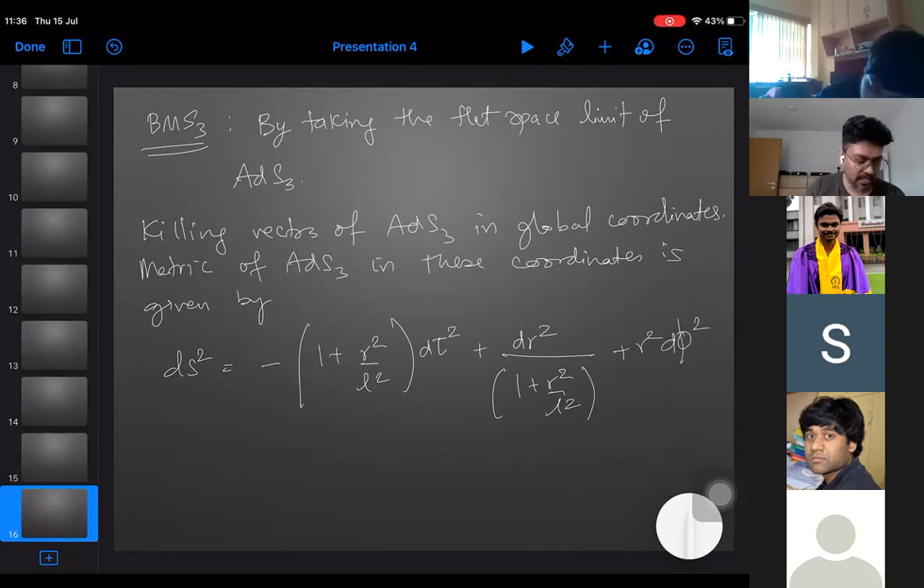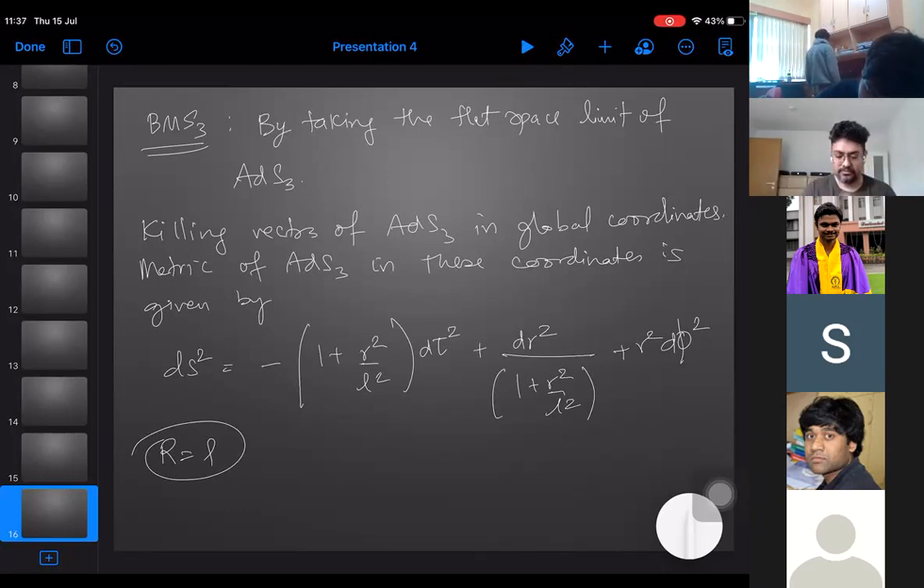Here just one thing, R is equal to L. In the previous lectures we have been taking the radius of the AdS as R. Now I have just renamed it to L. In the first lecture, if you have seen the global coordinates and the metric, you get this metric by taking the following transformation, and also some tau as L tau, or you can say this as tilde. Plug this.